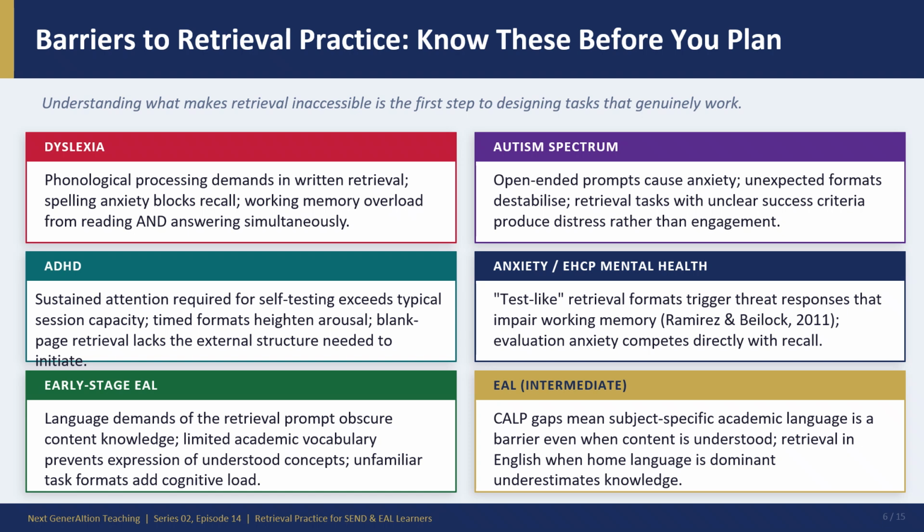Intermediate EAL. The CALP gap. Academic vocabulary is still being developed, so retrieval tasks that require subject-specific language can penalise the learner for the gap between their knowledge and their current language proficiency. Understanding which barrier is at play for which learner is the starting point for every AI prompt you use in this context. The more precisely you can name the barrier, the more useful the AI-generated adaptation will be.